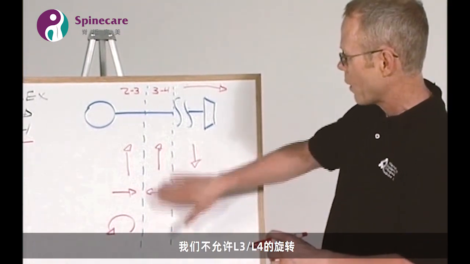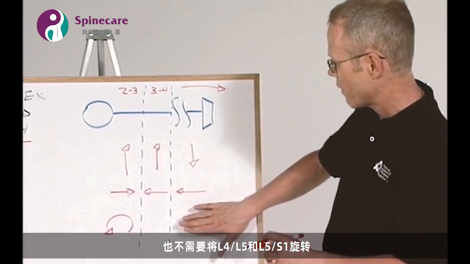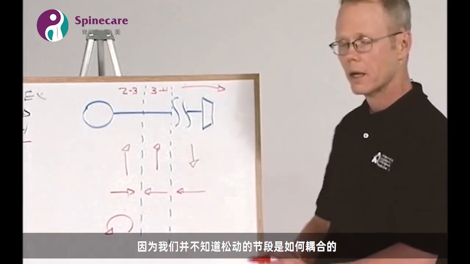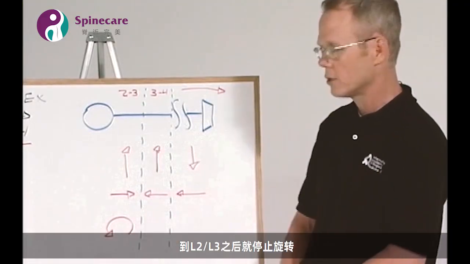We're not going to allow L3-4 to rotate, and we're not going to use rotation here at L4-5 and L5-S1 because we're not sure how the segment we're mobilizing couples. As a consequence, we'll stop the rotation at L2, L3.